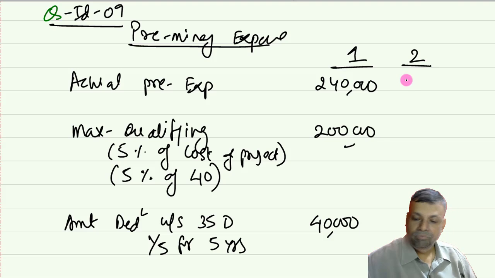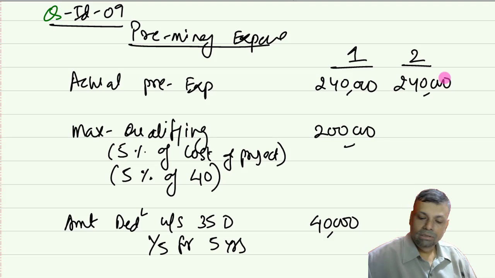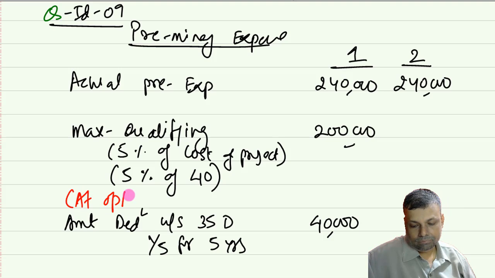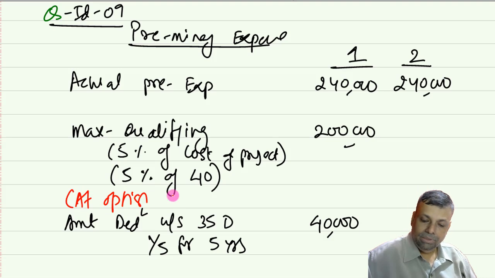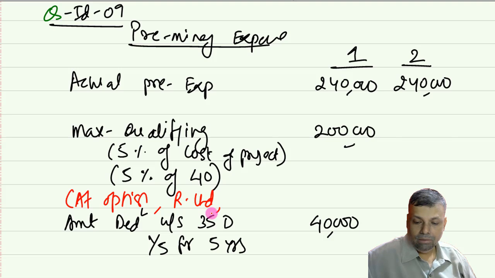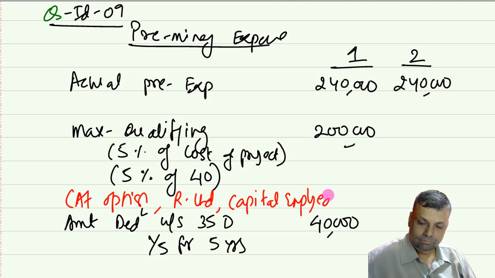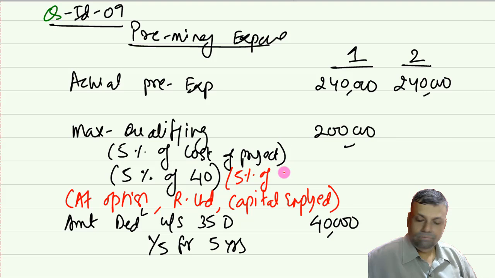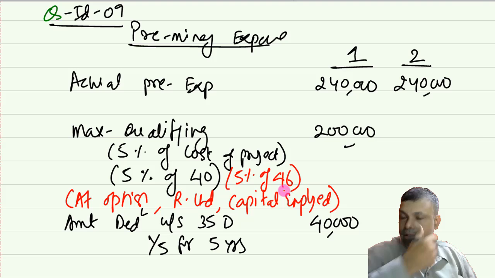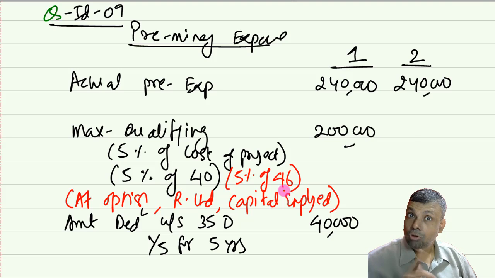Now situation number 2, your actual expenditure is 2,40,000. Now you are an Indian company, it is R Limited. So you have an option. At the option, for R Limited, an Indian company, you can take the capital employed. So it is going to be 5% of 46 lakhs, the capital employed that is already given to me. This is at the option, keep that in mind.